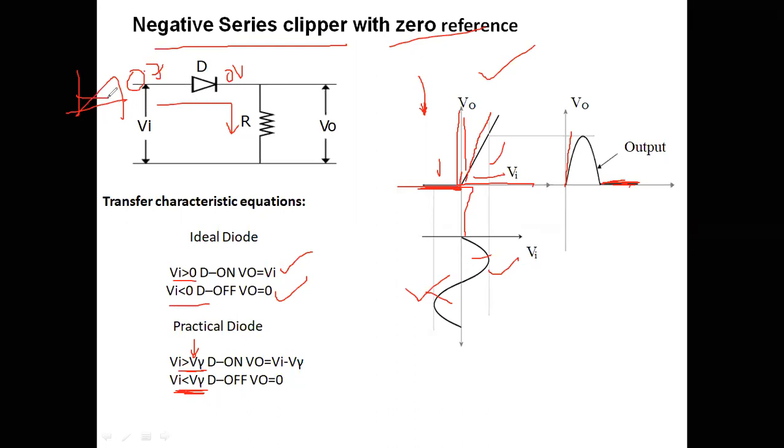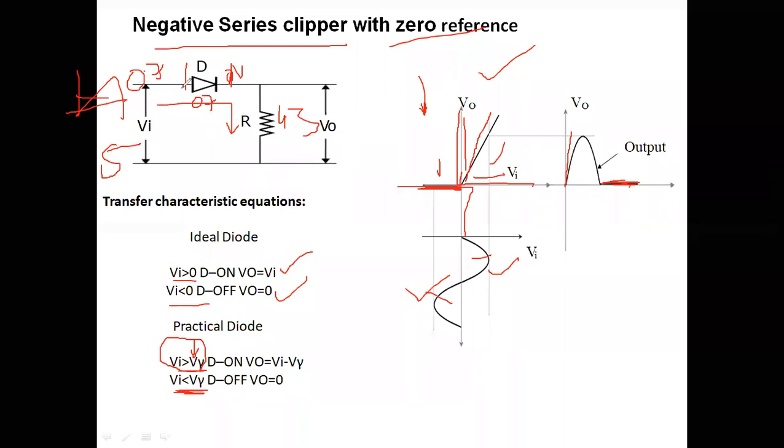When the input voltage is greater than 0.7, the cut-in voltage of the practical diode, the diode will be on and you may get the output voltage. That means 0.7 volts will be dropped here. Suppose the input is 5 volts. Across the diode you have 0.7 volts, since it is in the on state. The remaining 4.3 volts you get at the output. According to KVL, 5 equals 0.7 plus 4.3. Therefore, 5 equals 5.